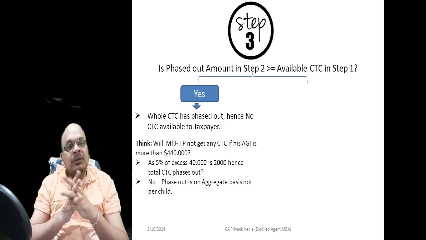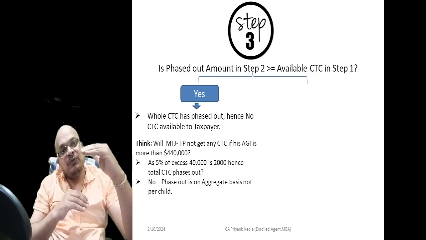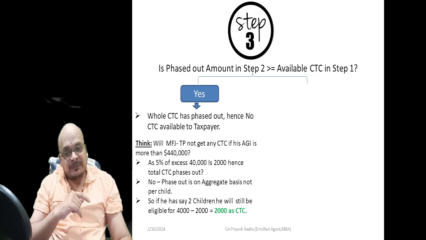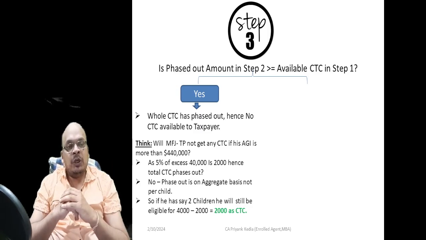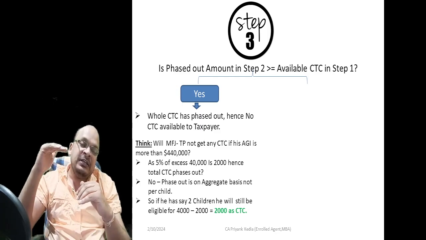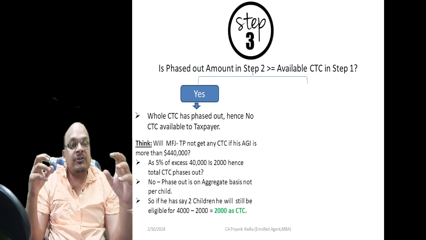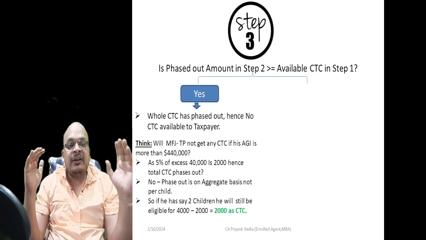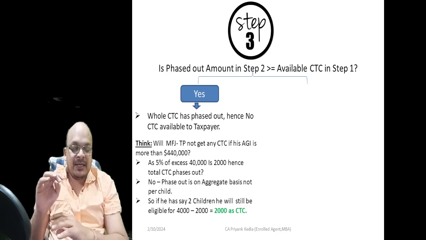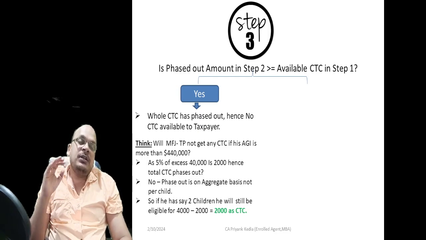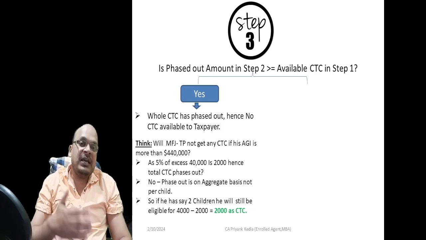So in this example, if the phase out amount is $2,000, then this $4,000 will reduce by $2,000 and the taxpayer will still be eligible for $2,000 as child tax credit. You need not phase out the tax credit amount for every child. So you won't say that $2,000 is the phase out amount, so the complete child tax credit has phased out for every child. That's a very wrong interpretation of the benefit, right? So this is the case where the phase out amount is more than the child tax credit, hence the taxpayer is not eligible for any child tax credit.